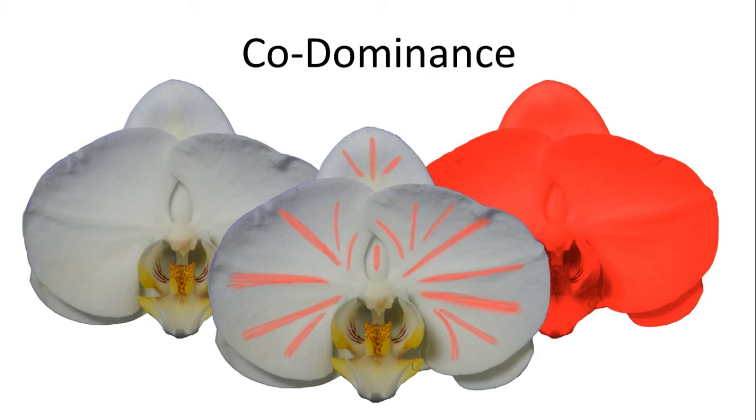But what we're going to find is on the offspring, we are going to have red and we are going to have white. So what we get in codominance is both characteristics are visible in the offspring.